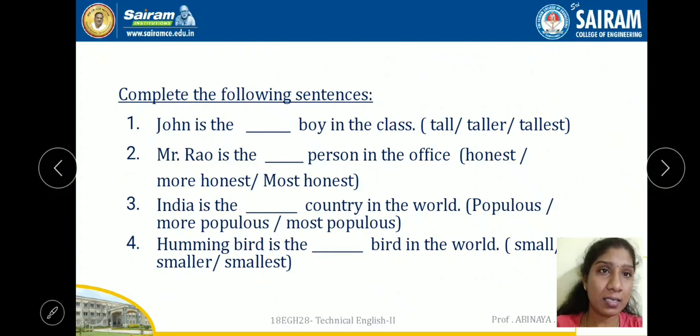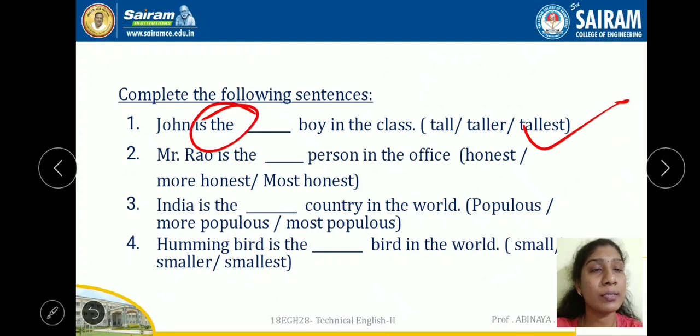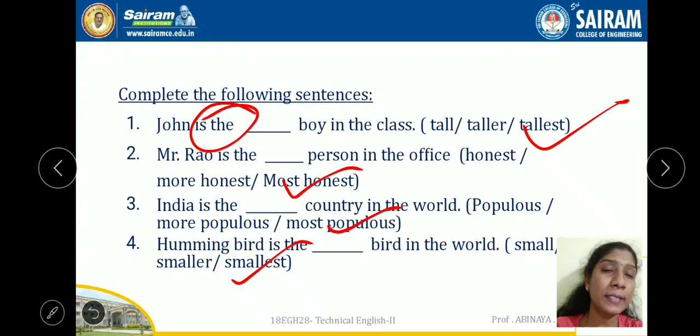Let's complete this exercise. John is the tallest boy in the class. Mr. Rao is the most honest person in the office. India is the most populous country in the world. Hummingbird is the smallest bird in the world, right? If there is more than one syllable, you can go for most, right? Okay. Suppose halwa is the most delicious, because delicious has more than one syllable. So most delicious, you can go sweet, you can go like this.